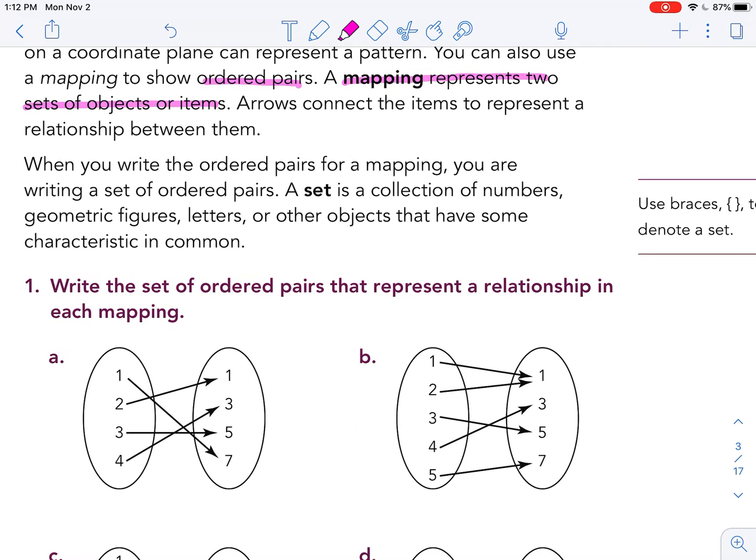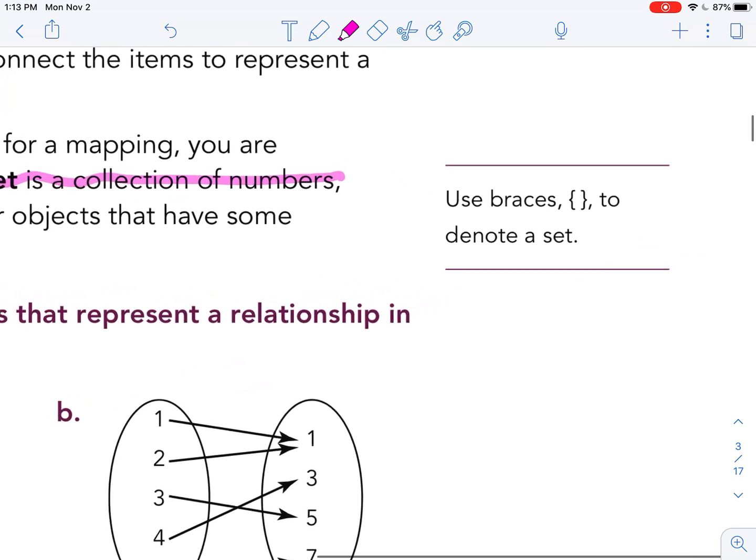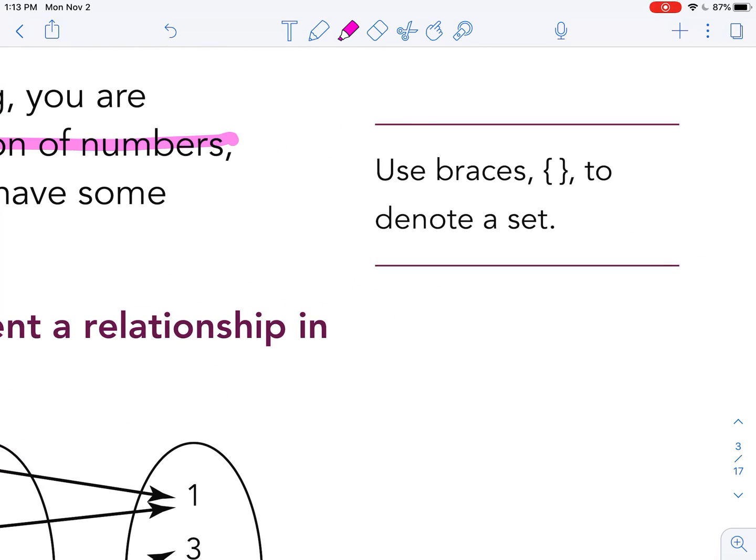Now, when you write the ordered pairs for mapping, you are writing a set of ordered pairs, and a set is a collection of numbers, geometric figures, letters, or objects that have the same characteristics in common. So we're going to be dealing with the fact that it's a set of ordered pairs. So before we can do anything, we have to learn how to make the braces. On your computer, if you look next to the letter P, you can do that.